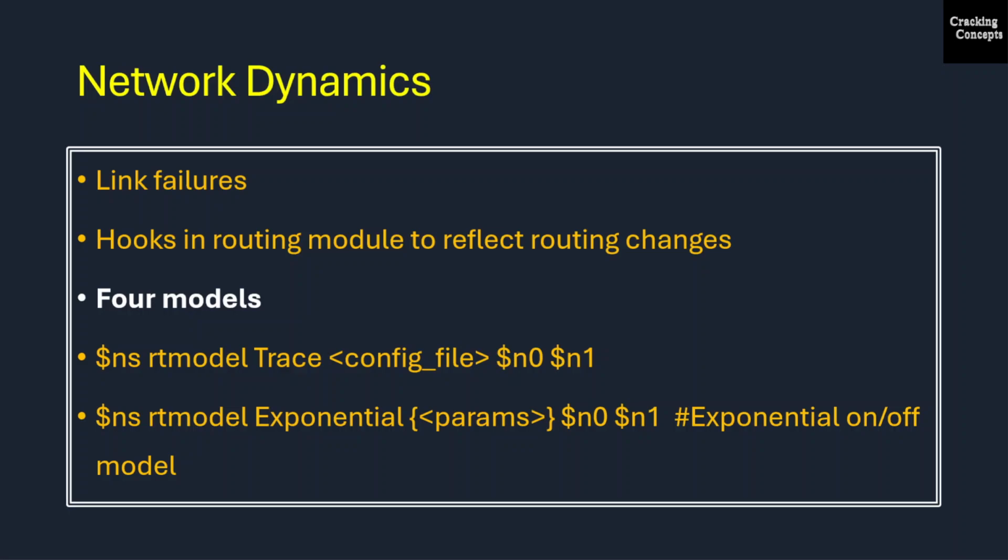Now we'll see a few details on the network dynamics, especially the link failures. Now there are some hooks in the routing module to reflect such routing changes. Now there are 4 models available. The first one is a trace model where we have ns rtmodel, the term trace, followed by the configuration file name and the nodes affected by it.